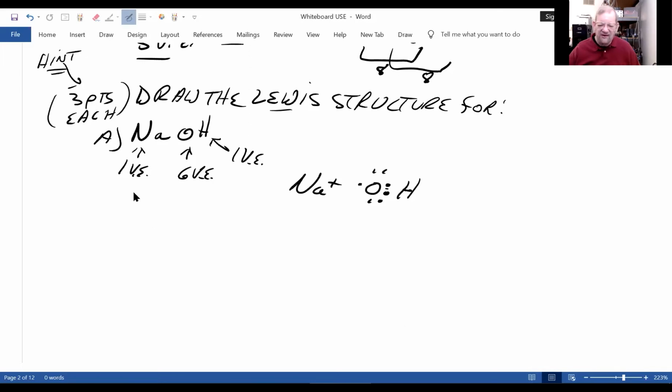So hydrogen has its 2 valence electrons, which is its special octet. That's the one exception to the octet rule. But oxygen, it only has 7. It wants 8. But wait, where did this electron go? It left, so sodium would be a cation. It went over to the oxygen, and now the oxygen has an extra electron with the hydrogen and has a negative charge, and this is the Lewis structure for sodium hydroxide.